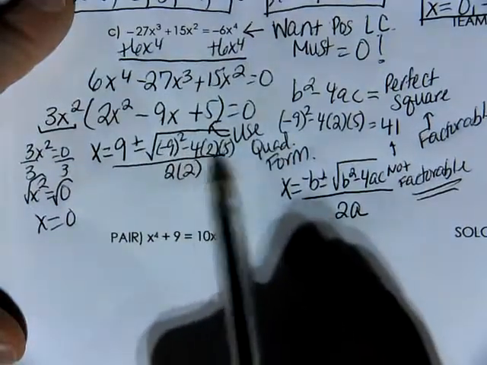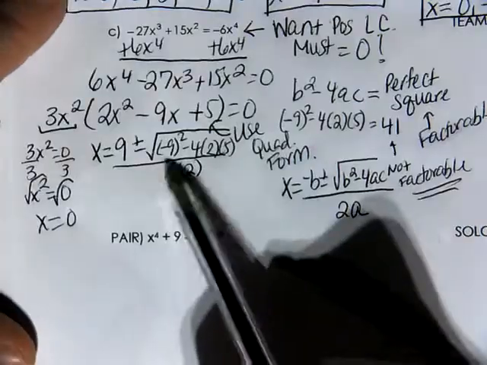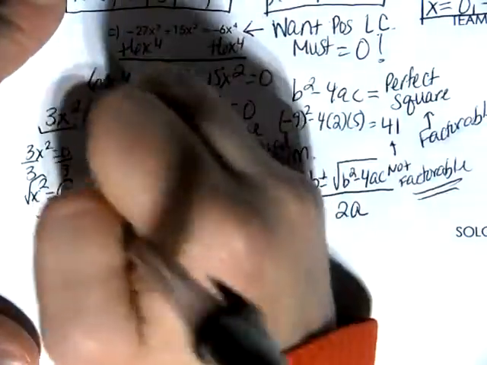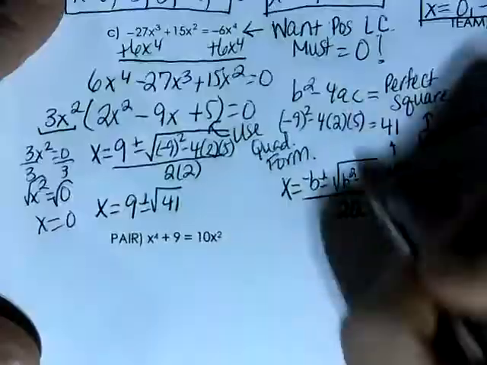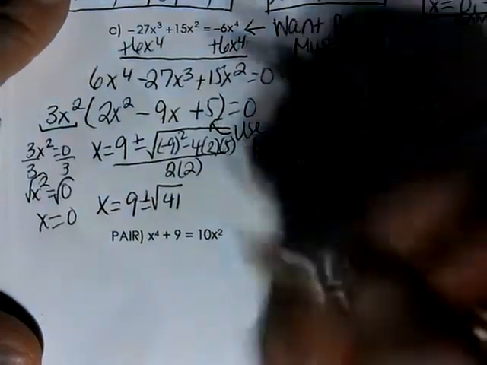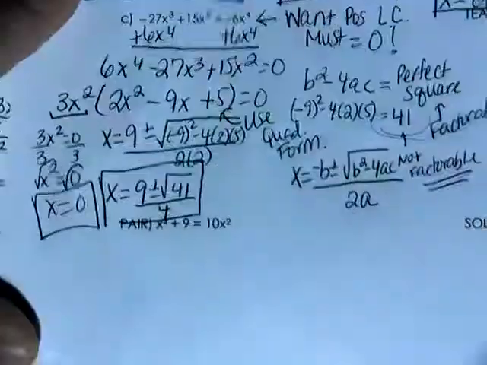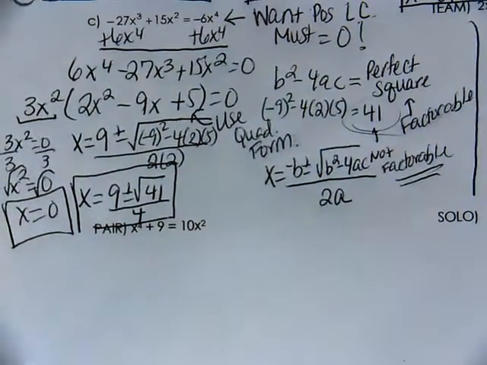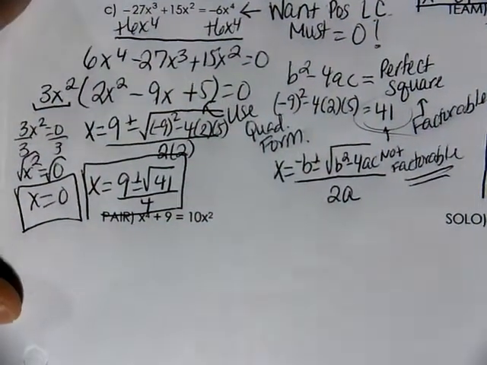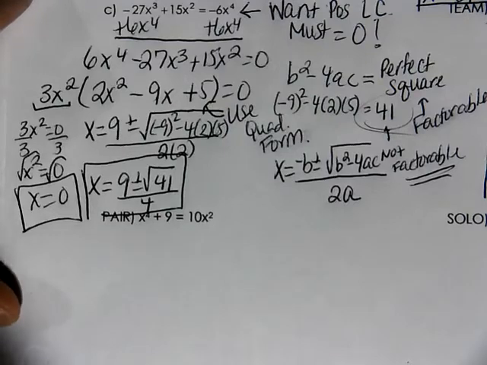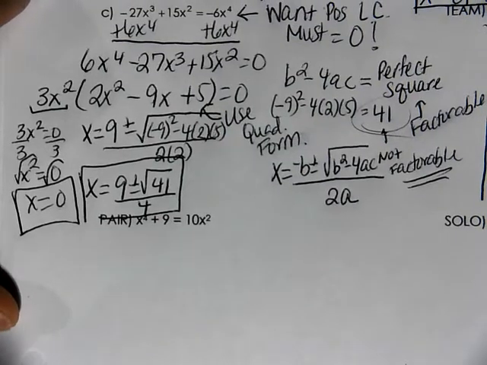I already know what's going on underneath my radical. So I'm going to say x equals 9 plus or minus the square root of 41 because I already calculated it over here. This is all over 2 times 2, which is 4. So in this problem, I ended up with 3 solutions: 0 and 9 plus or minus the square root of 41 over 4. That plus or minus indicates that we have 3 solutions.